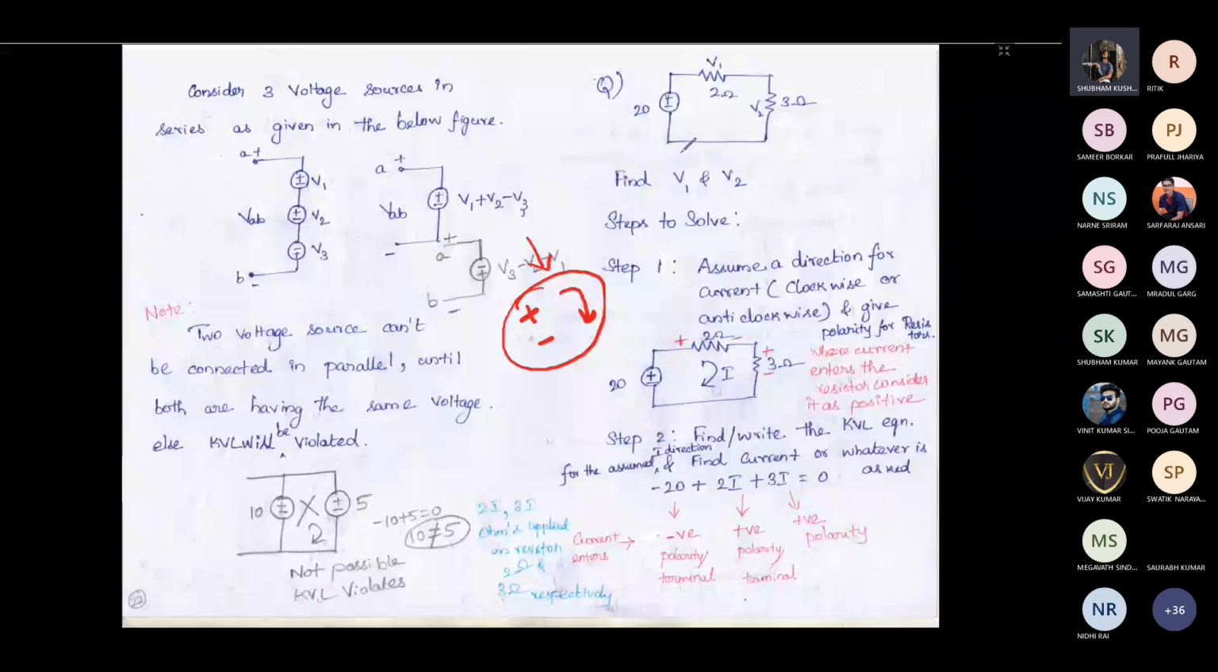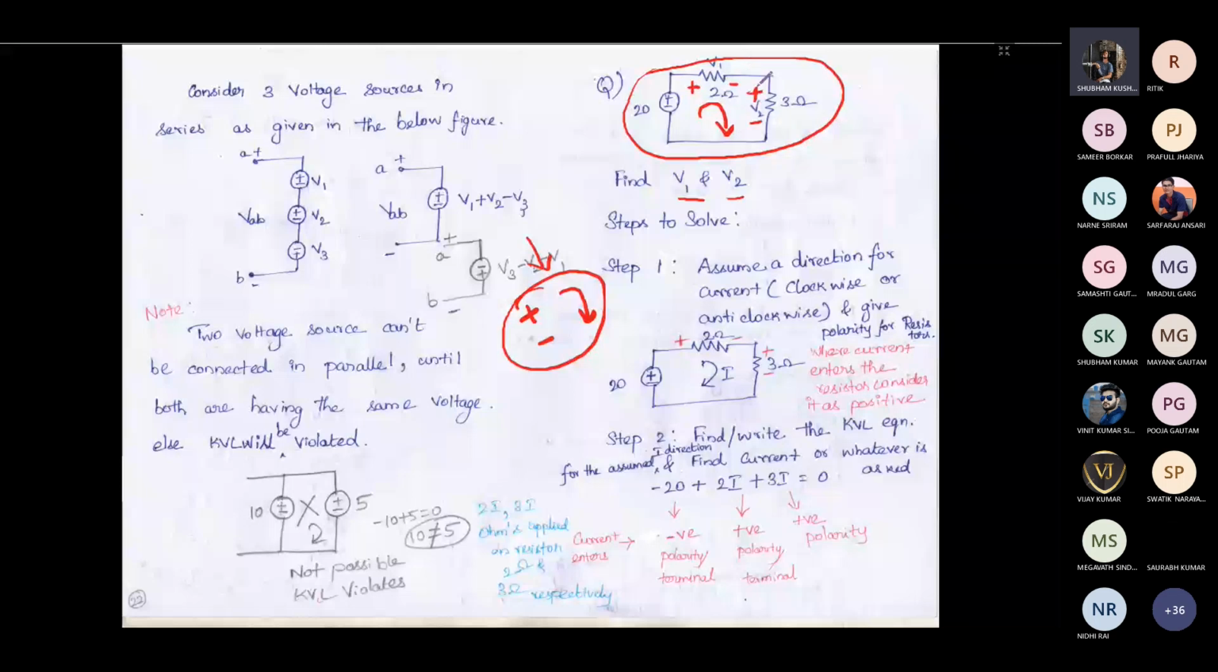This is the circuit given. In this circuit, we need to find the voltages V1 and V2. For this, at first we should assume some current direction. After you assume the current direction, you should choose the polarity. How do we choose the polarity? Wherever current enters the resistor, you can consider that the positive polarity for the voltage.